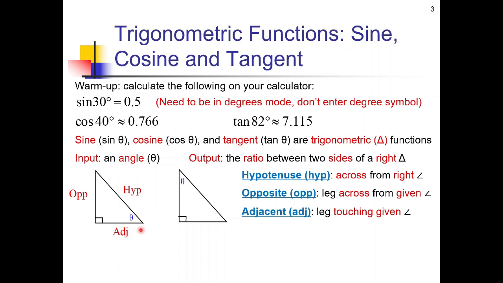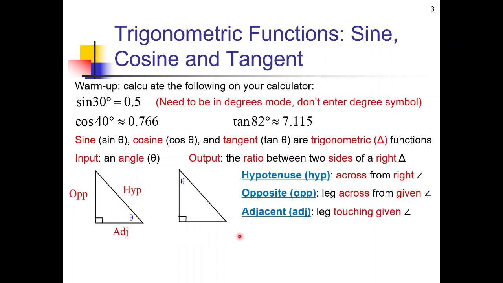Now, if you get a little bit confused about these different names here, one way you could think about this is sitting at a triangle-shaped dinner table. Let's say that this is you, this little theta right here, and the opposite side is sitting across from you at the table. The adjacent side is sitting next to you. Adjacent means right next to.